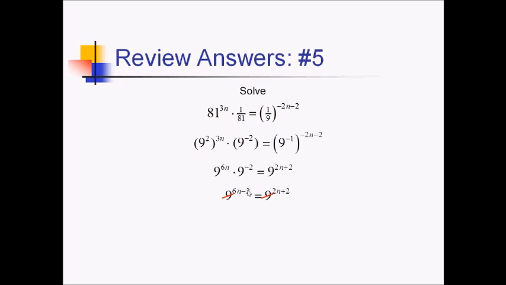So I've got 6n minus 2 equals 2n plus 2. Moving things around here, subtracting the 2n, I've got 4n on the left. Adding the 2 over here, I've got 4 on the right. And dividing by 4, n equals 1.